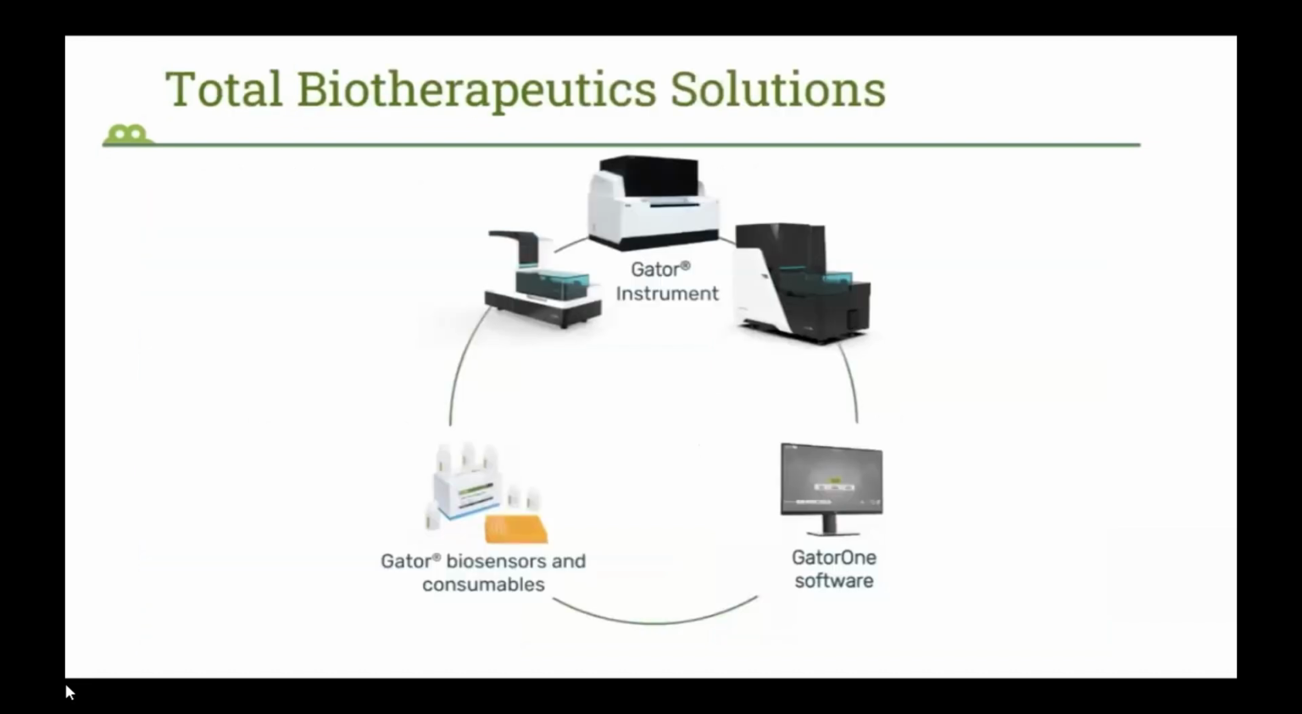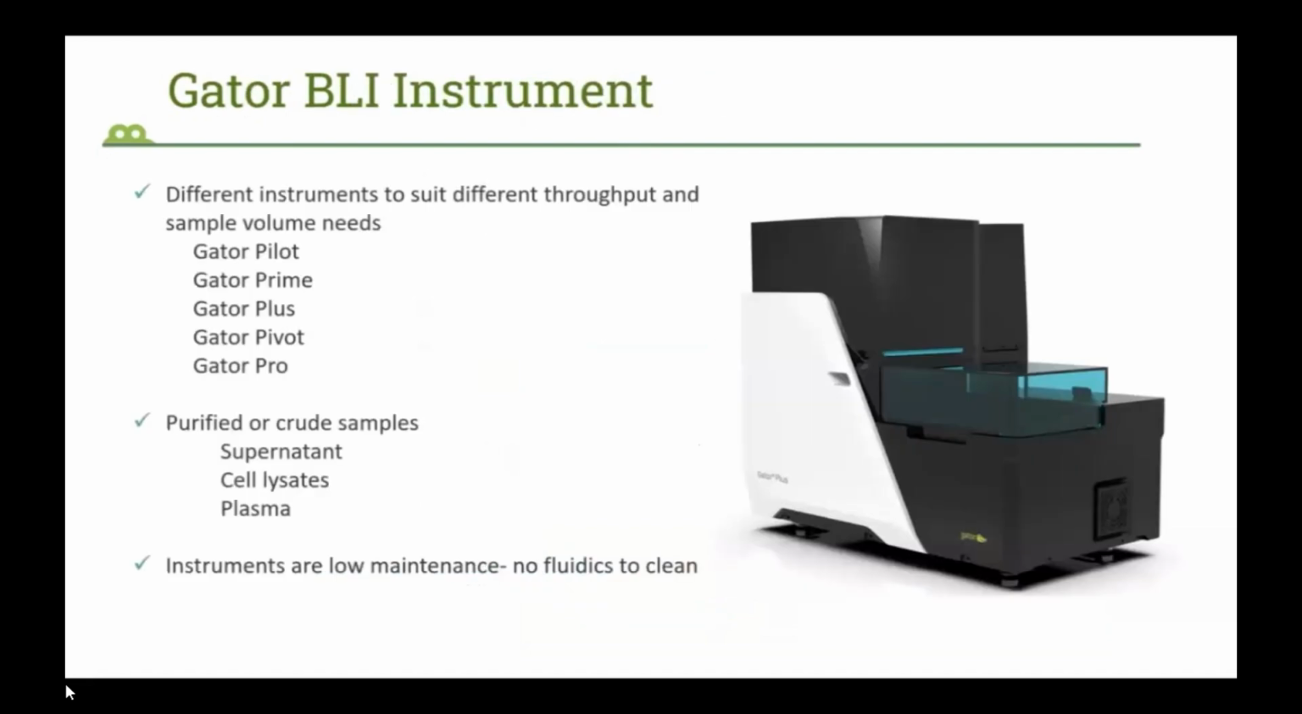So Gator Bio offers a complete solutions package, including instruments suited for different throughput, biosensors for various applications, and software for data acquisition and analysis. We have 5 different instruments at this point to suit different throughput needs, starting from 4 simultaneous readings to 32 simultaneous readings. The instruments are all fluidics free, making them low maintenance, and they are compatible with crude samples such as supernatant, cell lysates, and plasma. So they are very well suited for in-process samples, which are usually in complicated matrices, as well as for purified samples in more simplified buffers.